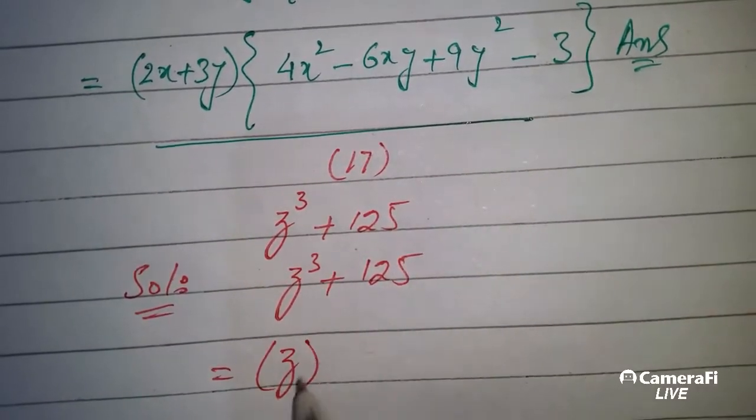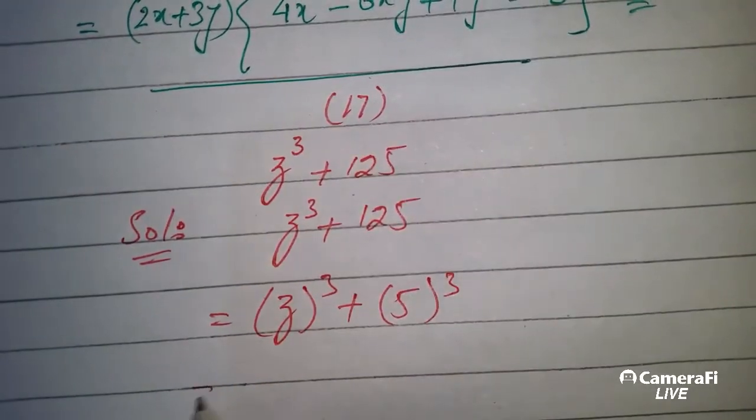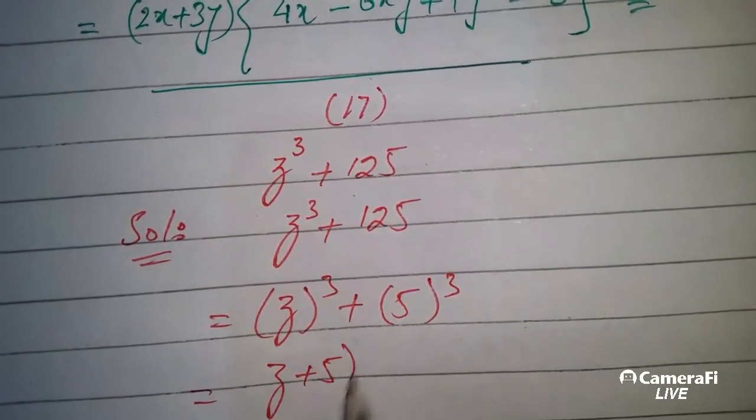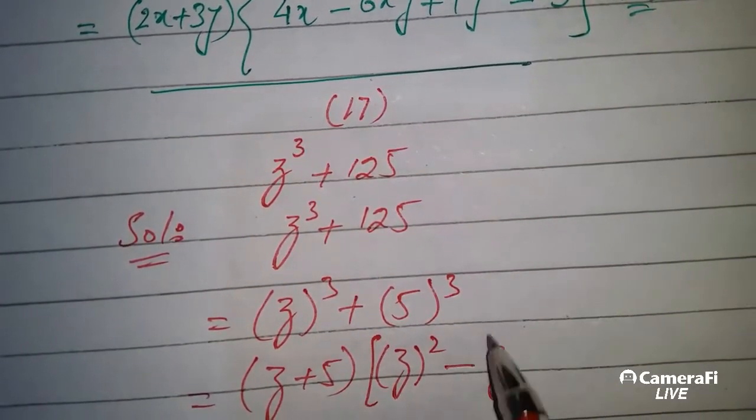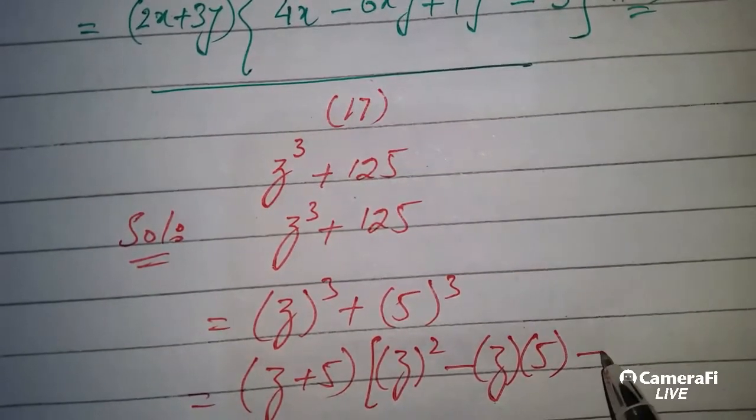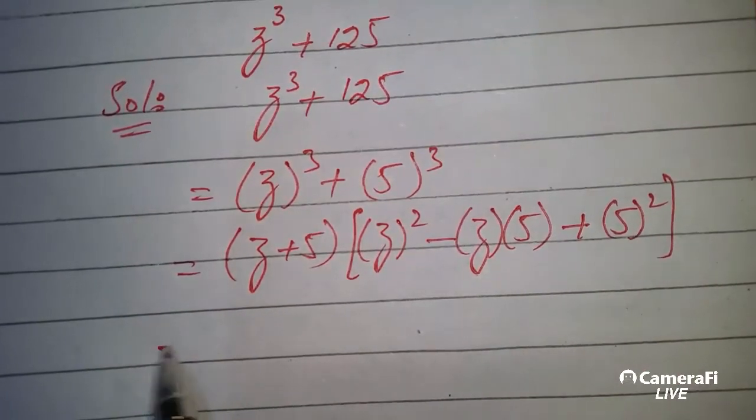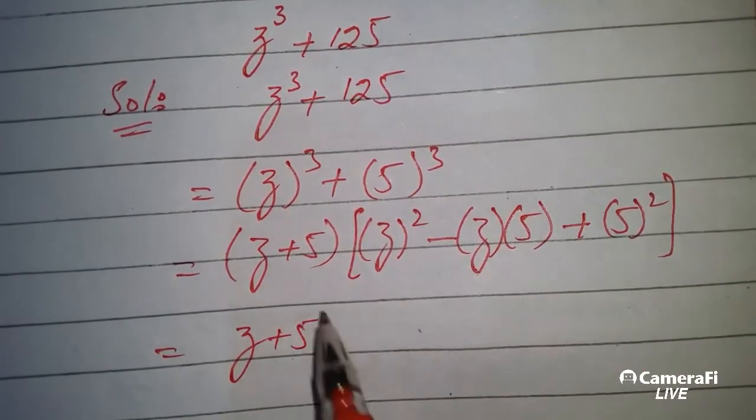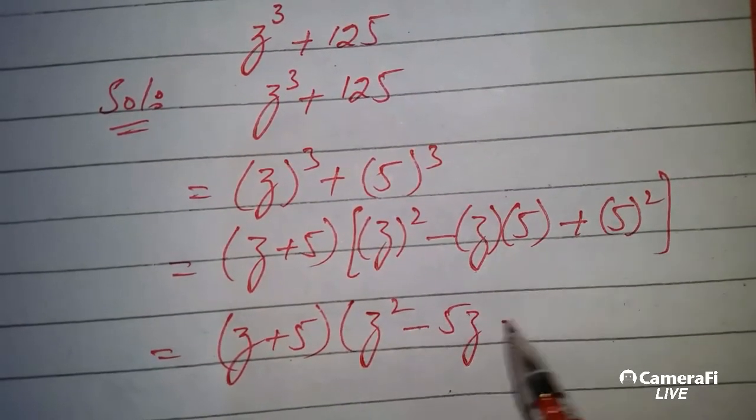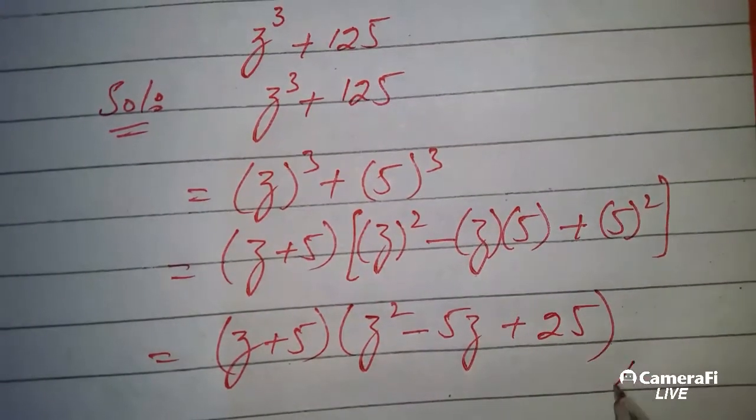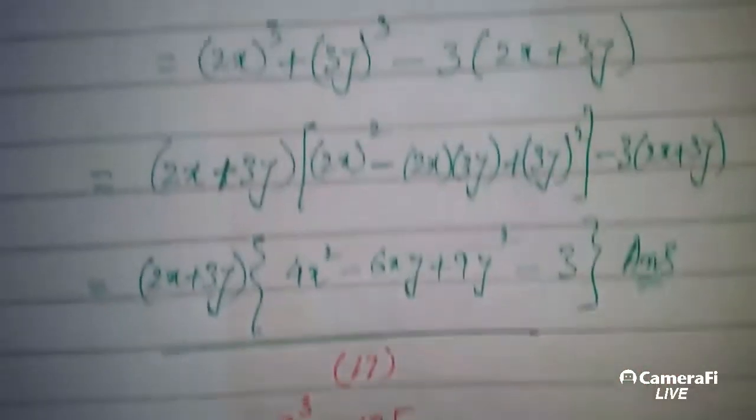Z cube plus 5 cube. Again applying the cubic formula here: square of the first term minus first term into second term plus square of the second term. This is the formula. Z square minus 5z plus 25. So this is the answer to the problem.